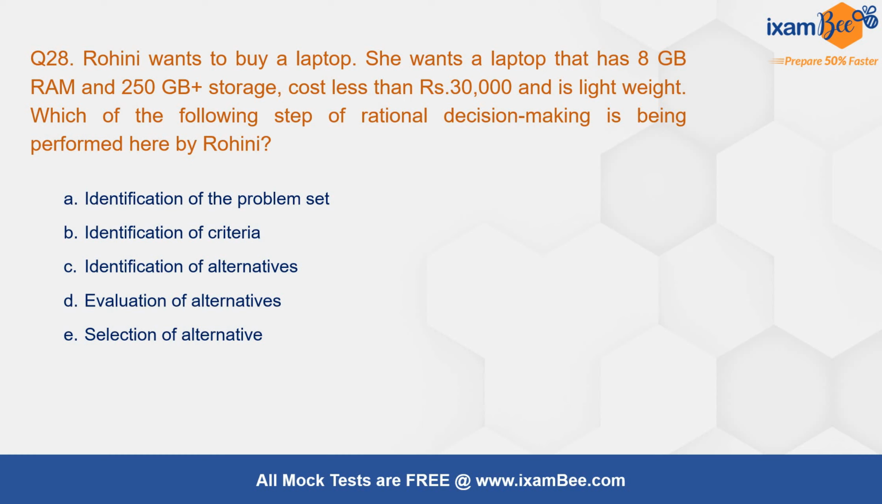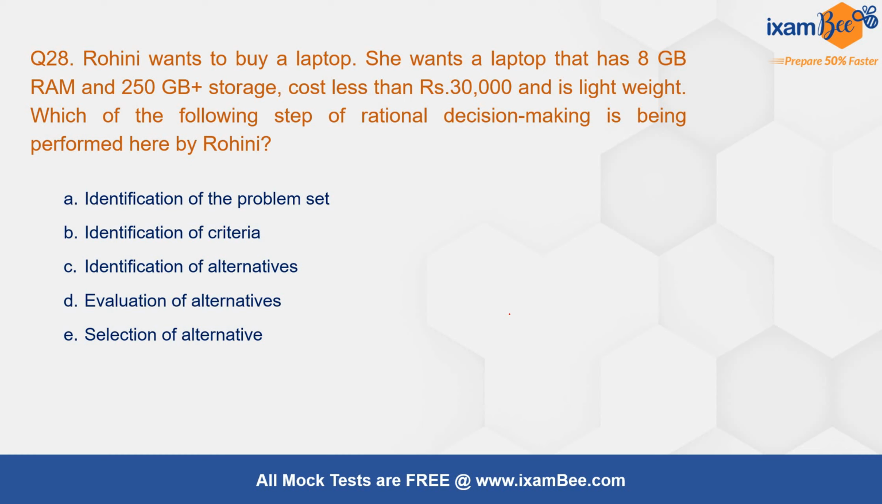She wants a laptop that has 8 GB RAM, has 250 GB plus of storage capacity. It costs less than rupees 30,000 and is light weighted. Which of the following step of rational decision making is being performed here by Rohini? So all these aspects that she has listed down are a part of which of the steps in decision making we discussed in one of the questions earlier today. If you have understood those steps, you will be able to identify which one is this.